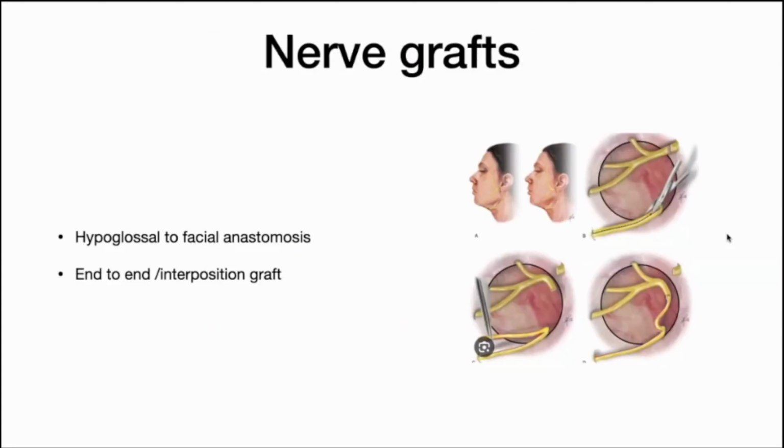What are the nerve grafts? The commonly used one is the hypoglossal to facial anastomosis. It is an end-to-end or an interposition graft. The hypoglossal nerve is isolated in the neck and split longitudinally into two, and the superior portion is then anastomosed with the distal portion of the facial nerve. This helps in retaining the muscular activity of the tongue. This has been a very commonly used anastomosis and gives good results.